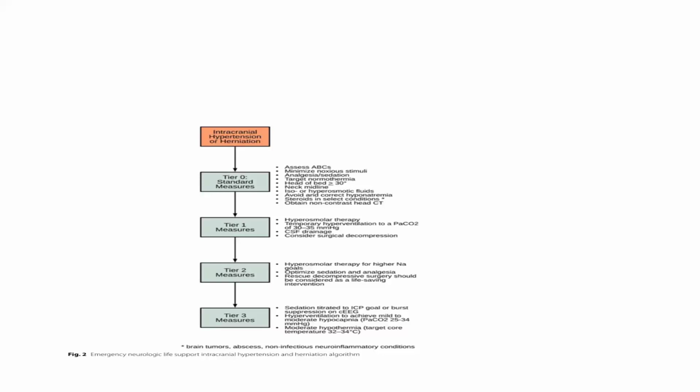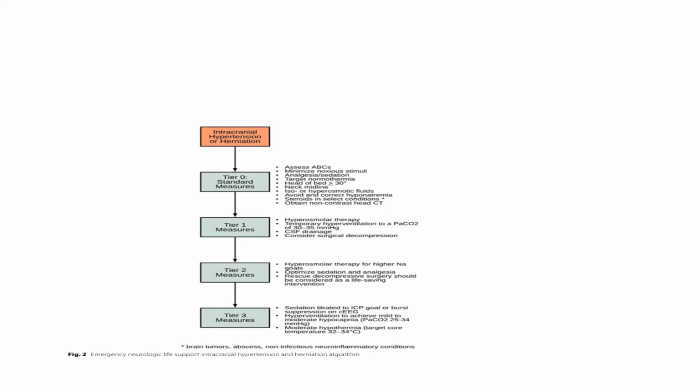Now, this is the overall view of the management of raised ICP, which is like tier 0. That is, it includes all standard measures. We should assess the proper airway, breathing, circulation. Then we should minimize noxious stimulus. Then we should give proper analgesia and sedation to the patient. And we should target a normal body temperature, keep the head of the patient neutral, and then give the proper position to the patient, of more than 30.